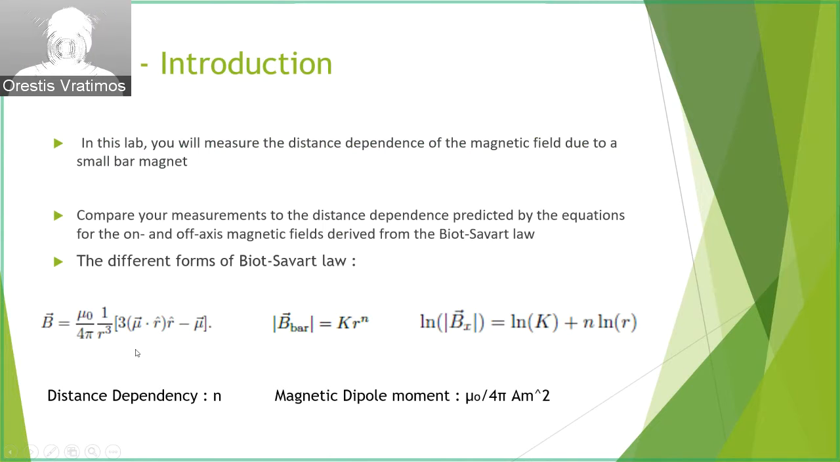So here we have the different forms of the Biot-Savart law, with the distance dependency being n and the magnetic dipole moment being mu naught over 4 pi.